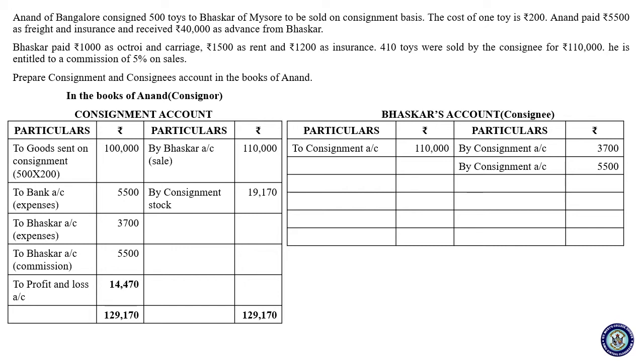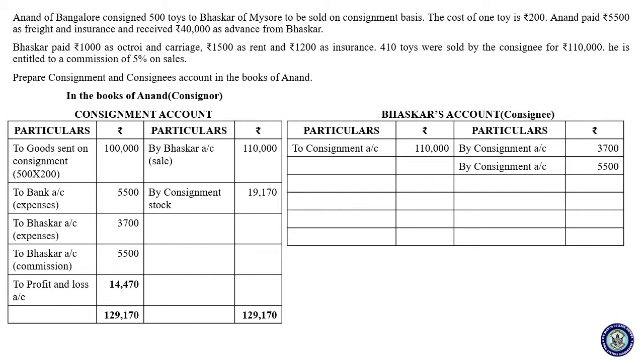Every time you have to check whether any bills are drawn, whether any advance payment is done. In this problem, there are no bills drawn, so no need of recording bills receivable. But here there is an advance payment done by Bhaskar to Anand, so that needs to be recorded in the account. Okay, so when the consignee pays the amount, what is the journal entry?